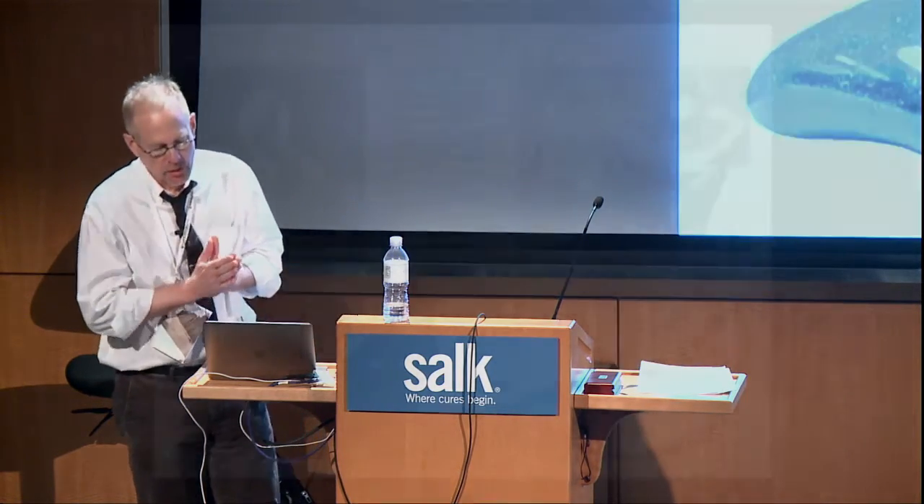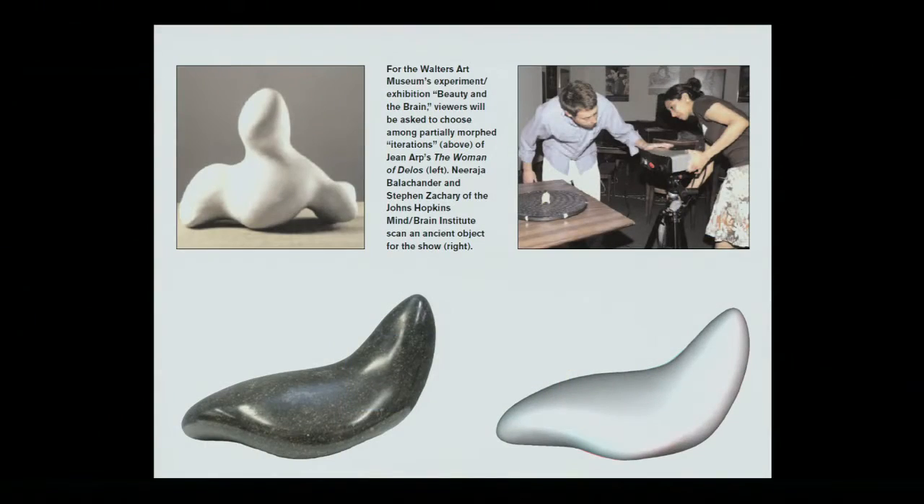So I will talk today quickly about an approach that we take, which is to computerize or virtualize aesthetic objects so that we can then measure and manipulate things about them. We include graduate students Nirja Balakandar, Stephen Zachary, and also Gary Vikan, who's been mentioned before today, the former director of the Walters Art Museum. So we used a laser scanning device shown here to get 3D computer representations of Arp sculptures.